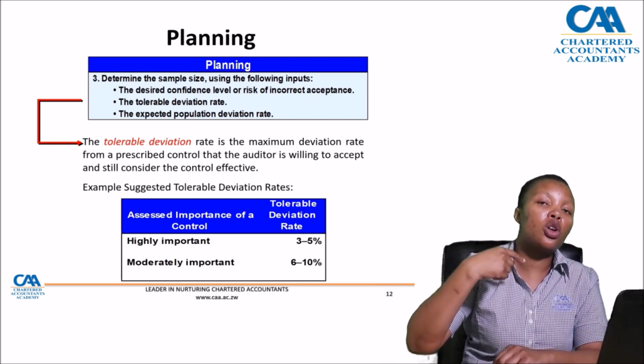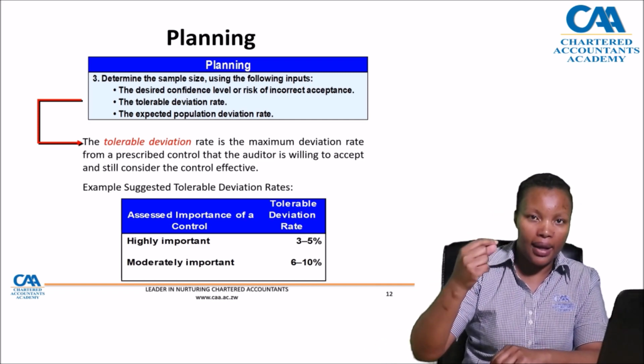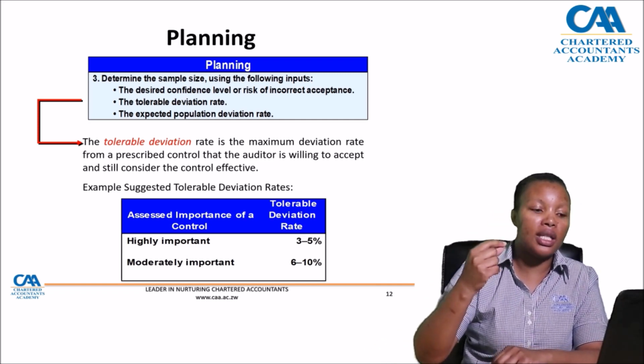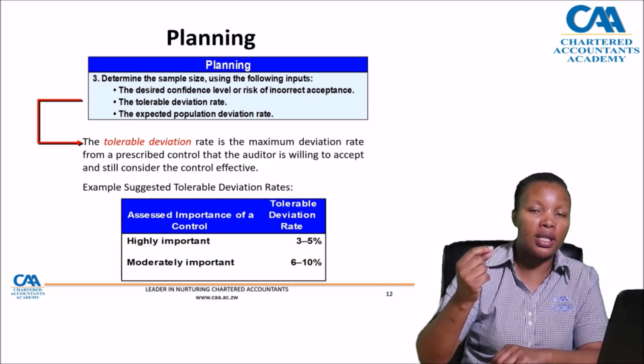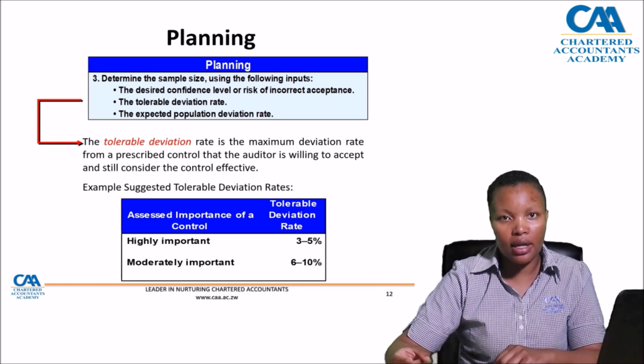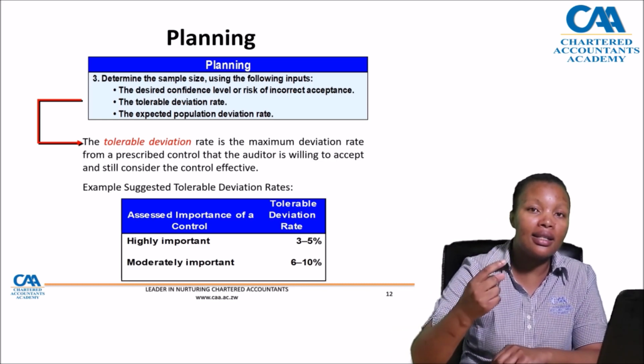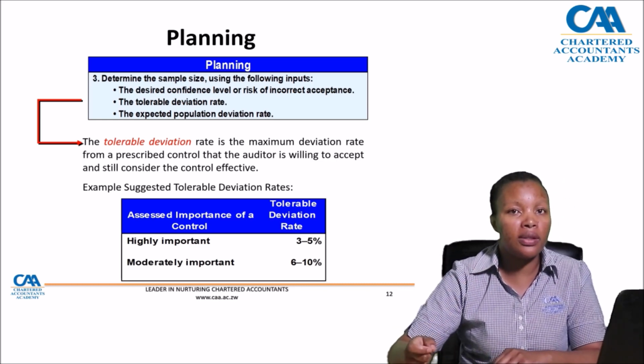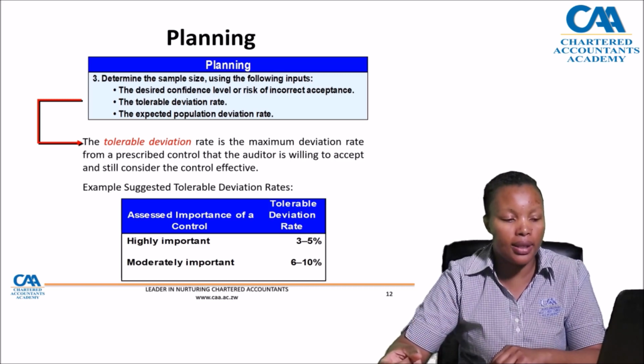That is maybe because our confidence level again is high. Because maybe we set our confidence level at 95%. So our tolerable deviation rate is 5%. If we set it at 97%, then our tolerable deviation rate is just 3%.